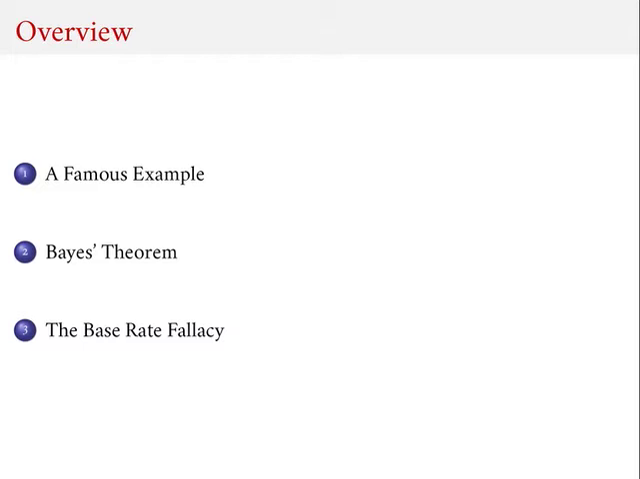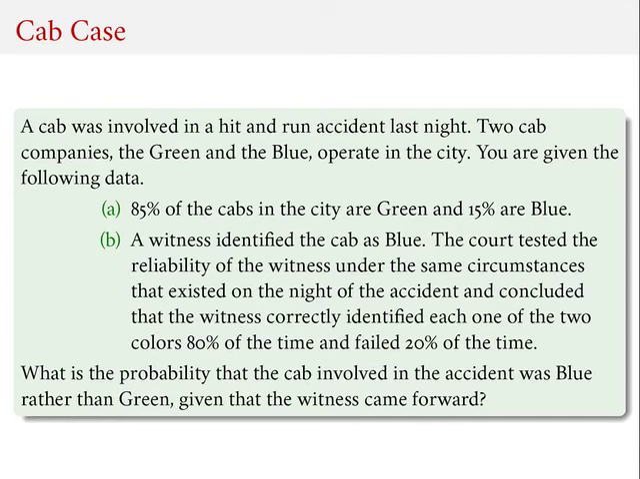And then after we've seen Bayes' theorem in action, we'll talk in general about what it is, and then we'll return to another example involving Bayes' theorem and talk in general about what Bayes' theorem is telling us about these two examples. And that final thing, that illusion, has been called the base rate fallacy. So let us begin with our famous example.